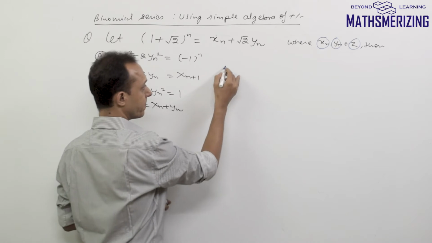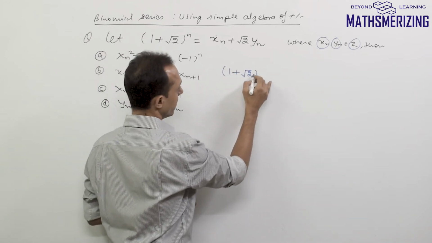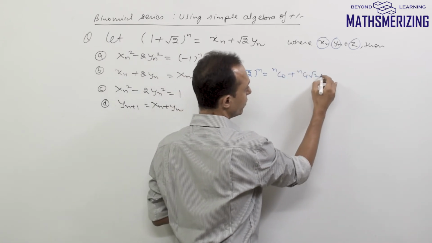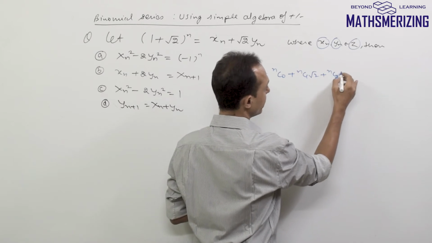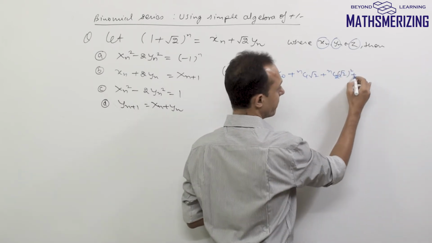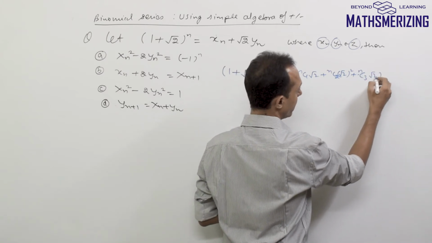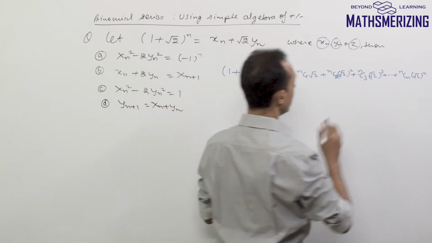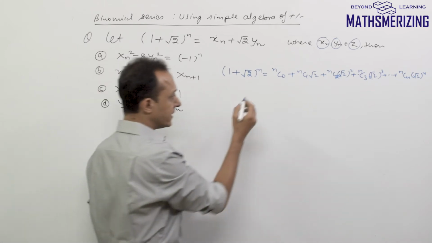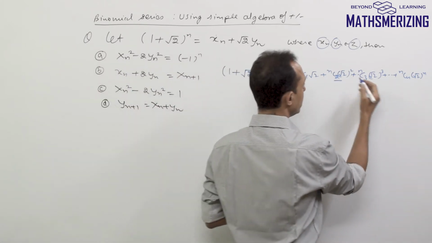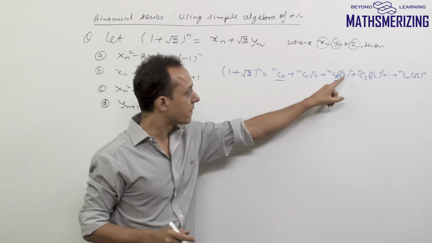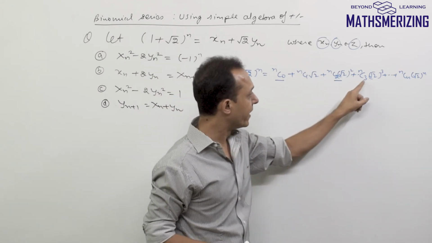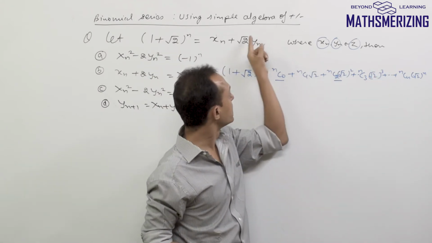Now what I know is (1 + √2)^n will be nC0, nC1 √2, nC2 (√2)², nC3 (√2)³, and then nCn (√2)^n. Now if I look at these terms, nC0, nC2, nC4 will be the terms with integral powers. So that should be your xn. And this √2 term, which is nC1, and then nC3 (√2)³, all these terms will be your yn.